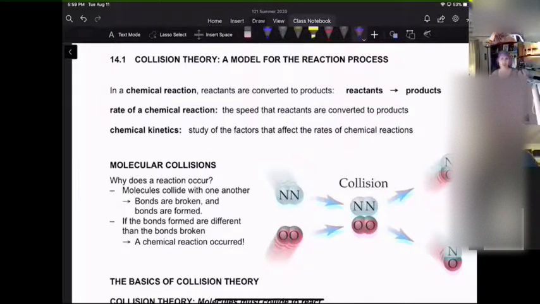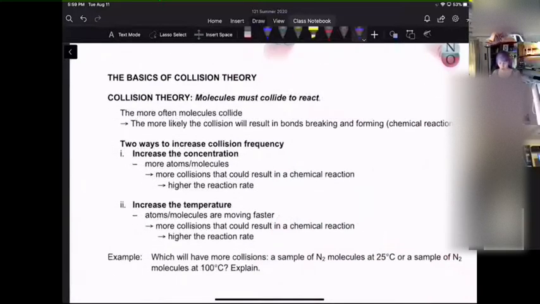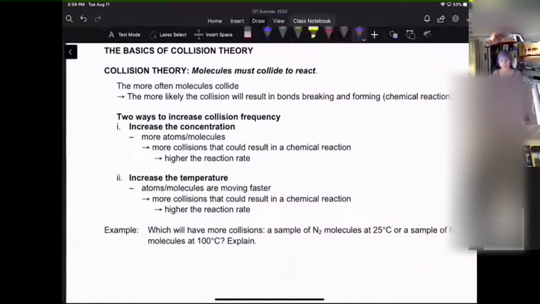And we have to break that N-N triple bond, which is super strong. So it has to be a strong collision. It has to have the right orientation in order for these bonds to break and a new molecule to form. So all of that has to happen in order for reactants to go to products. So the more often they collide, the more likely they are to have a collision that meets these criteria.